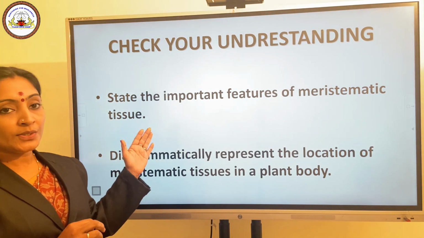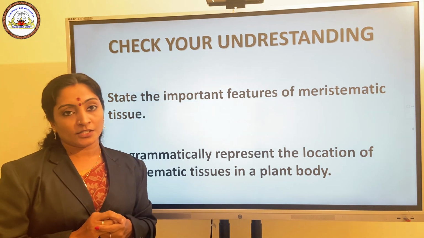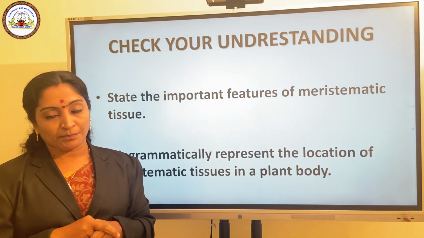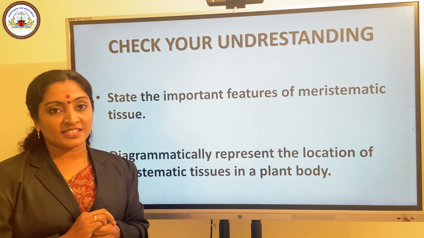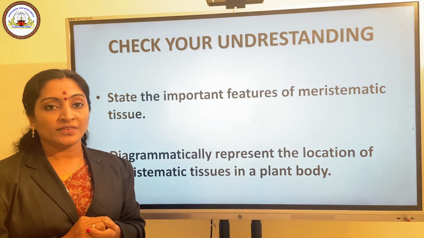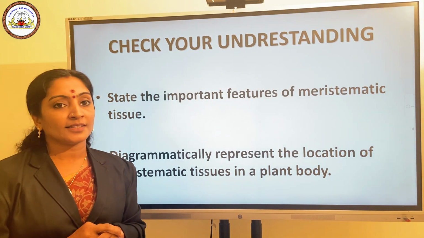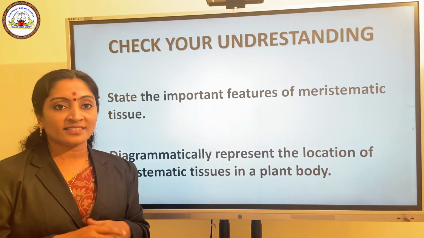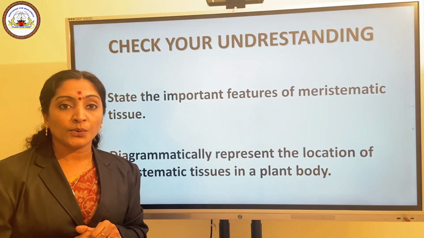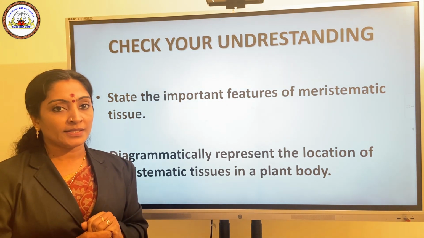Try to find out the answer to this question. State the important features of meristematic tissue. Very clearly, I explained the important features of meristematic tissue: actively dividing cells, dense cytoplasm, prominent nucleus, cells are compactly arranged without intercellular space, cells are small in size, and also vacuoles are absent. These are the important features of meristematic tissue.